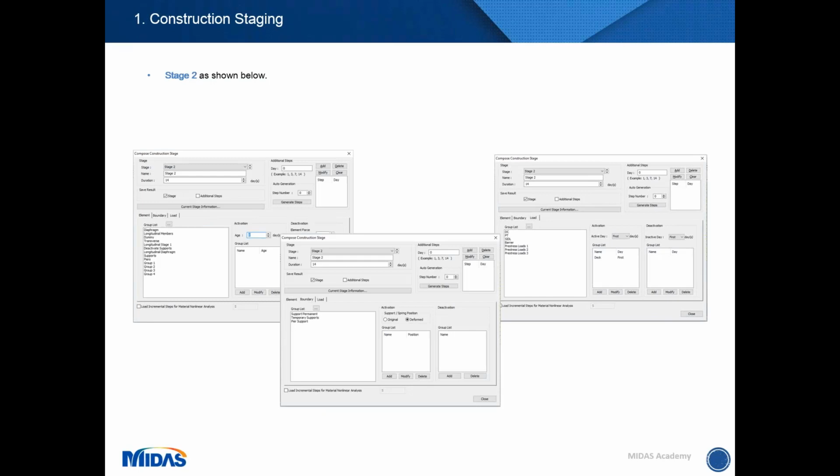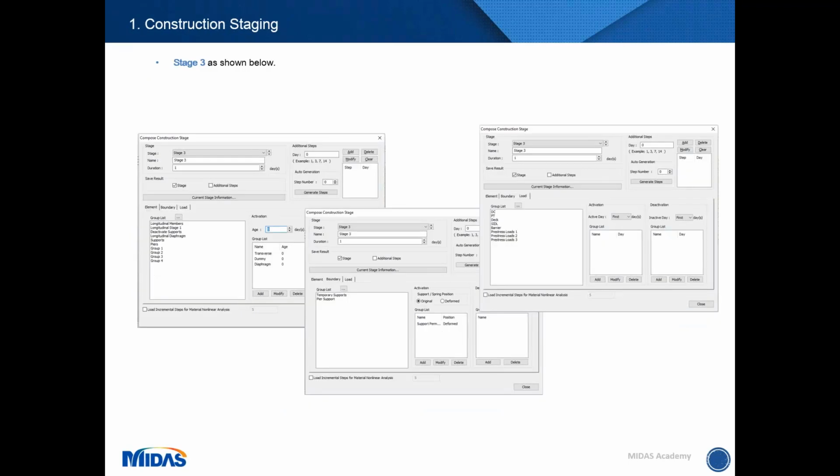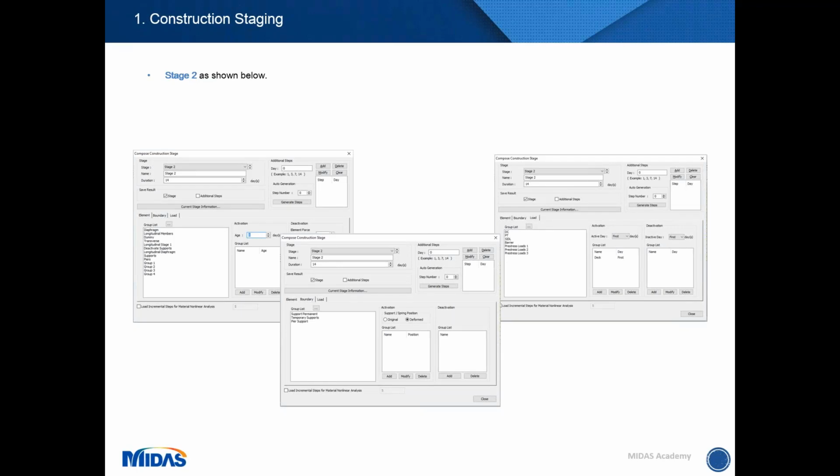And in stage 2, we're pouring the deck. So it's still simply supported, the property of the section is still just the bare Super-T girder, and the loading is just the wet concrete. The duration of stage 2 is 14 days. That is, we are allowing 14 days for the composite action to get activated.